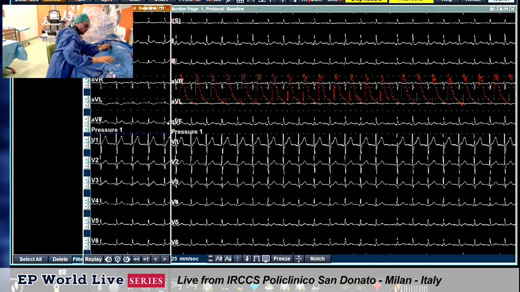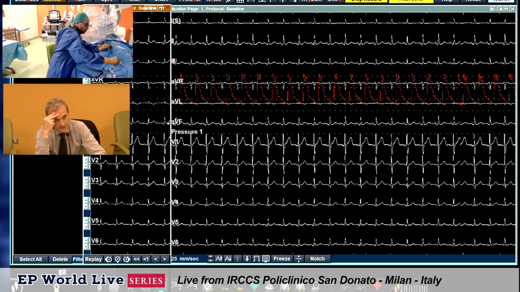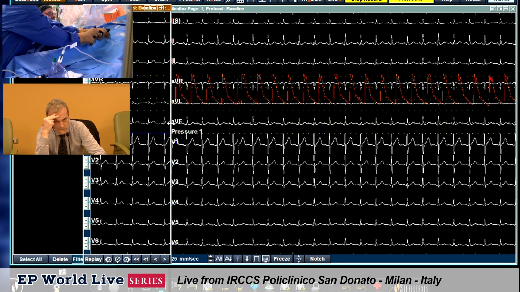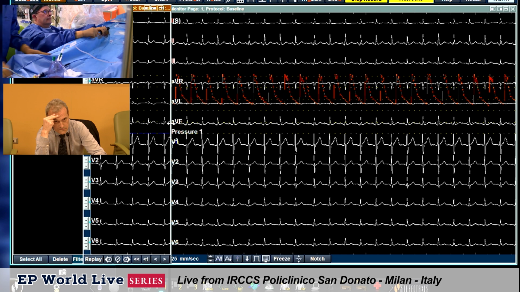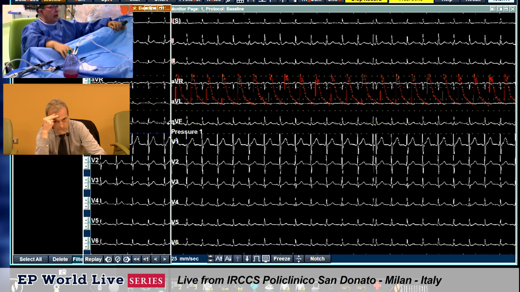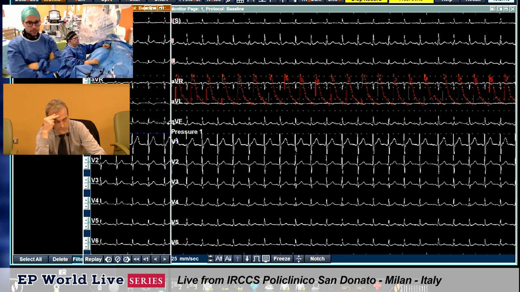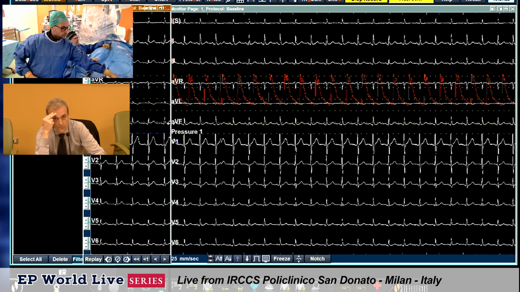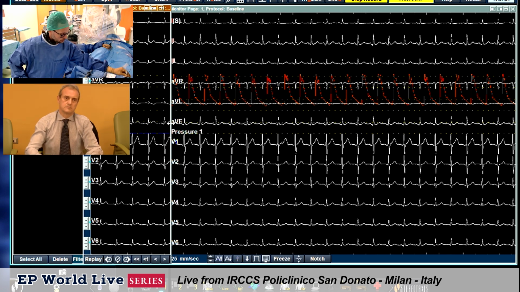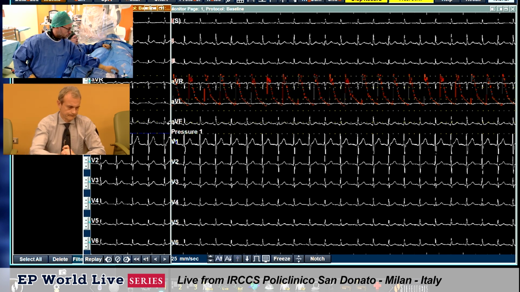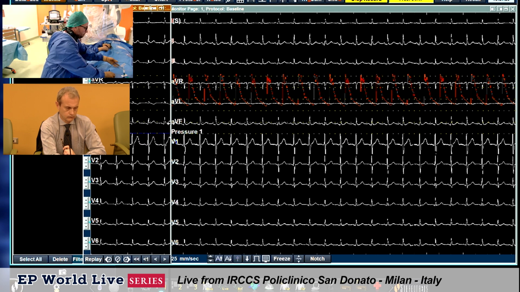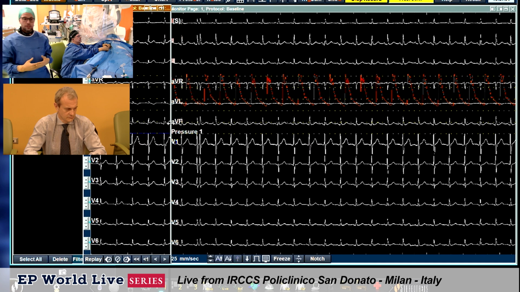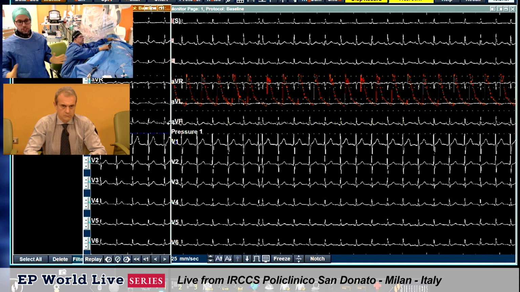So Giuseppe, you don't recommend to use ajmaline in these patients? Well, it can be used, but only to exclude a Brugada pattern overlap. In this case, there was no evidence of that. We did the ajmaline test in the risk stratification of this patient, and the ajmaline test was negative. If you want, we can do it now, no problem. But normally it is not necessary for the sake of the procedure.